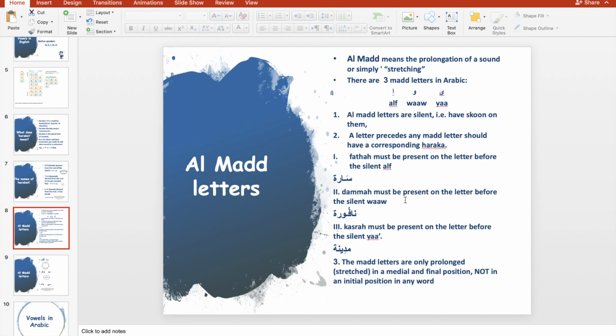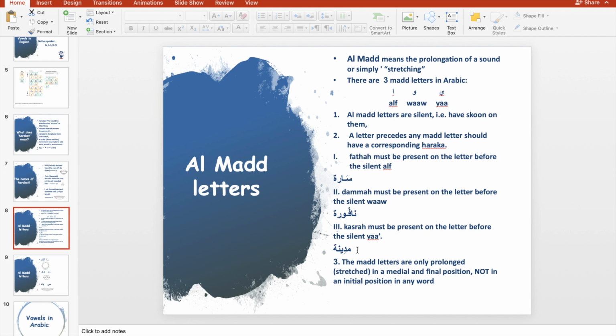Dhamma must be present on the letter before the silent waw. This is an example. Nafura, Nafura. You can see the silent waw, and before the silent waw there is fa and dhamma. Nafu, nafura. Kasra must be present on the letter before the silent ya.